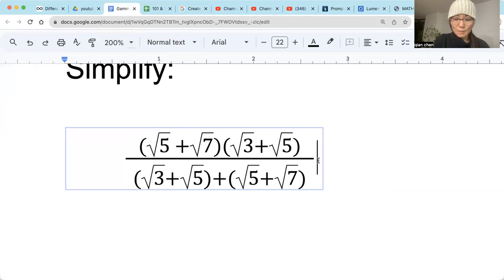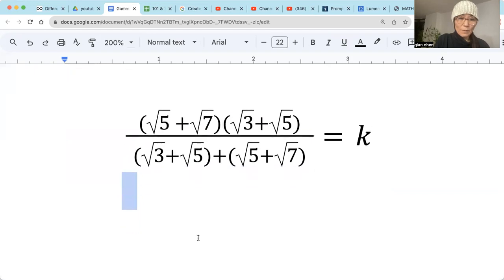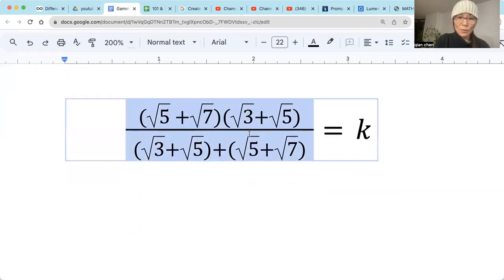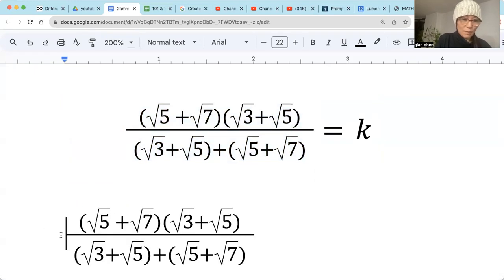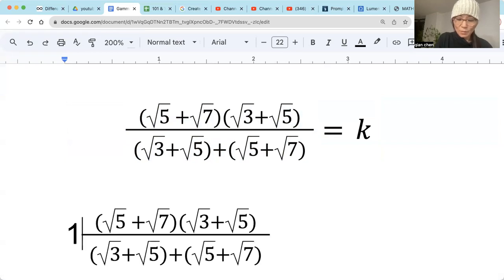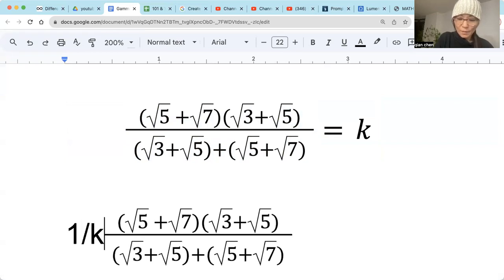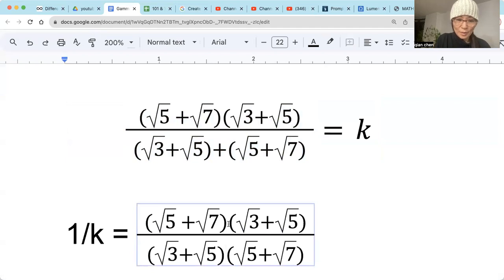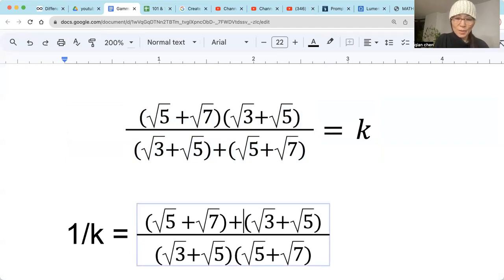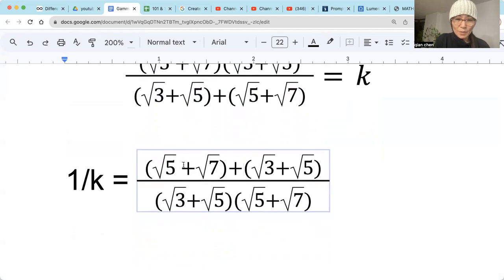So what if I switch it? Let's call this k, right? What if I do k minus 1 over k? So let's try to do 1 over k. Because in the denominator, if I have a factored form, it would be much easier. 1 over k, the denominator would be a product. The numerator would be addition, right? Because the numerator is addition, the denominator is a product of 2.